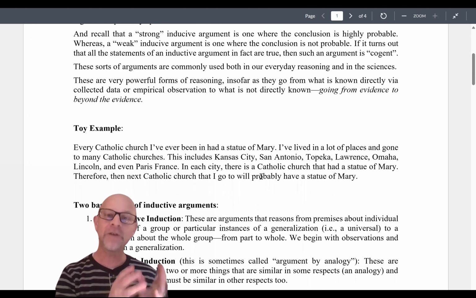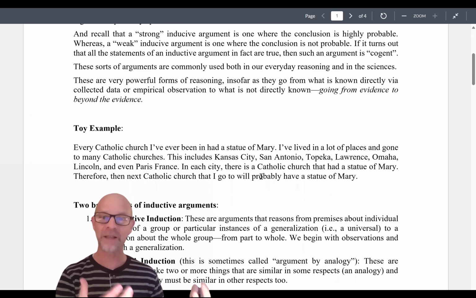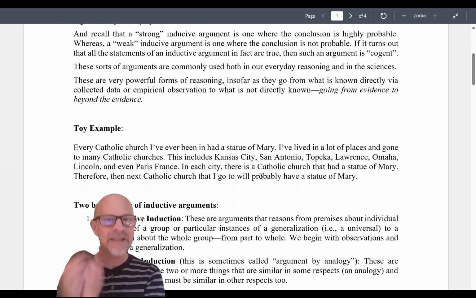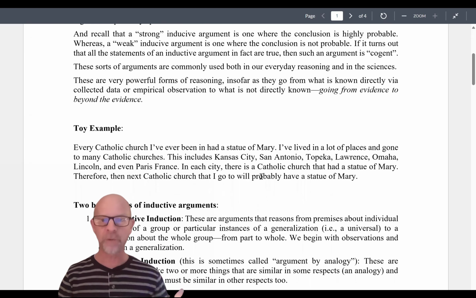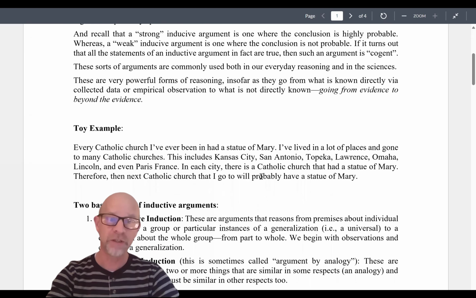But remember, soundness for deductive arguments tells us that the truth is guaranteed if the argument is both valid and sound. Whereas with inductive arguments, the conclusion is not guaranteed. It's highly probable. And if the premises are true, then it would be cogent.